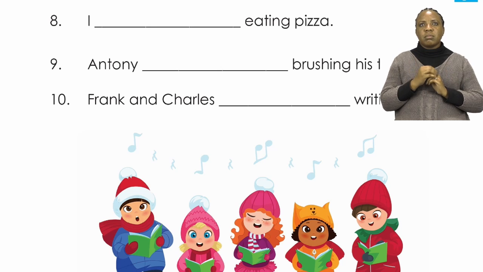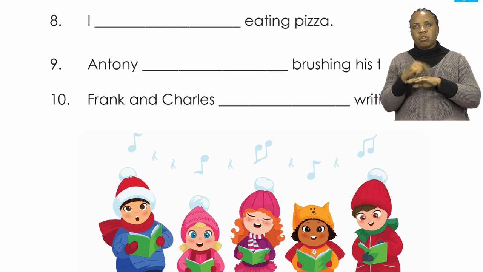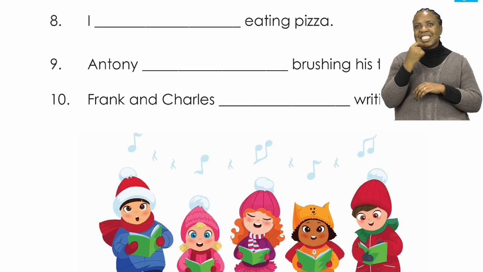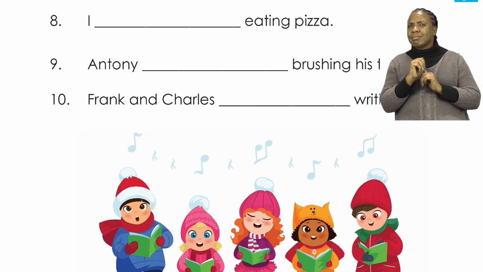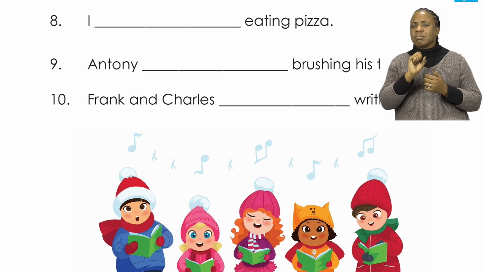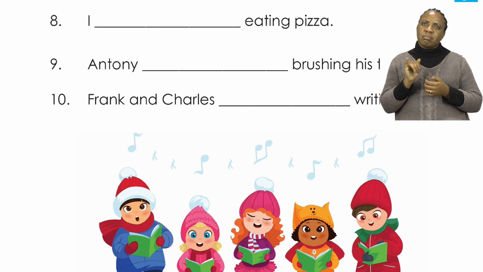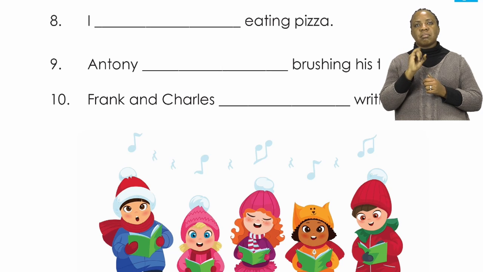Now we're going to go to number 9. Number 9 says, Anthony dash brushing his teeth. Do we say Anthony am brushing his teeth, or Anthony is brushing his teeth, or Anthony are brushing his teeth? If you said Anthony is, well done, because Anthony is one person, so we use is. Please go ahead and fill in that word.